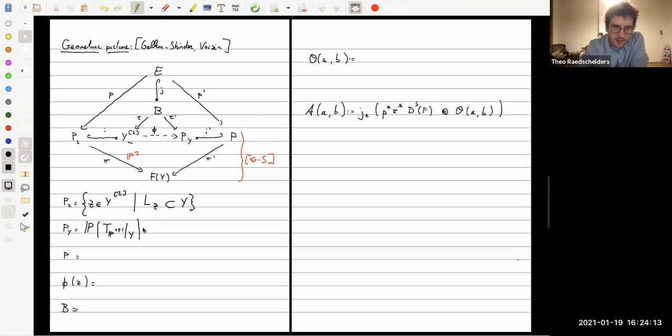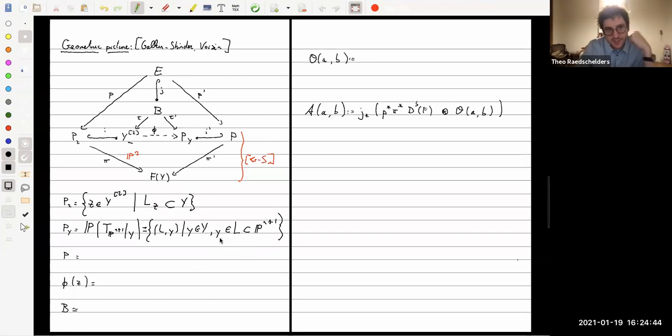And the easiest way to see all of this is to think of the points in here as consisting of tuples (L, Y), where Y is a point on the cubic, and L is a line in the surrounding projective space containing this point Y. So that's just an easier way to think of this.